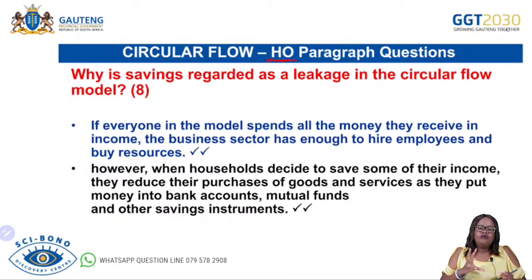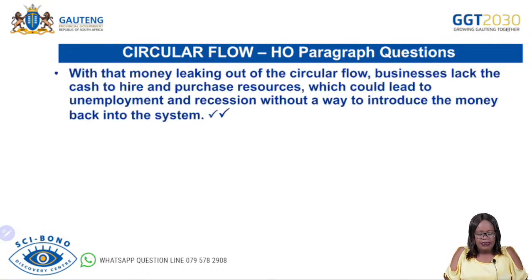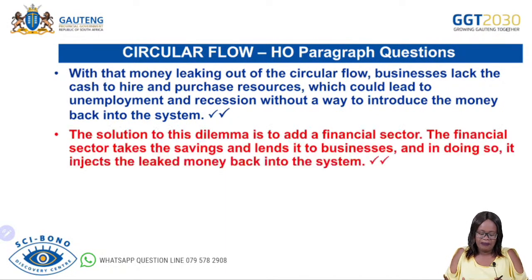Therefore, they are going to be putting that money in bank accounts, in mutual funds, and other saving instruments. Now, with that money leaking out of the circular flow, businesses lack the cash to hire employees and to purchase resources, which could lead to unemployment and recession without a way to introduce the money back into the system. And this is why it is important that we have the financial sector. It is going to solve this particular problem.